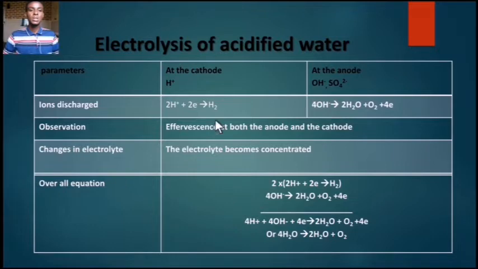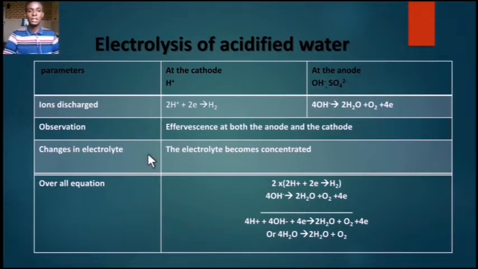So what do we see at the product? All we see at the product is hydrogen being produced, and over here we have water and oxygen being produced. So observation: when you're performing this electrolysis, what you observe is that there's effervescence, the evolution of gas at both the anode and the cathode. Now since hydrogen is being evolved at the cathode and oxygen is being evolved at the anode, you expect colorless gases at both cathode and anode.